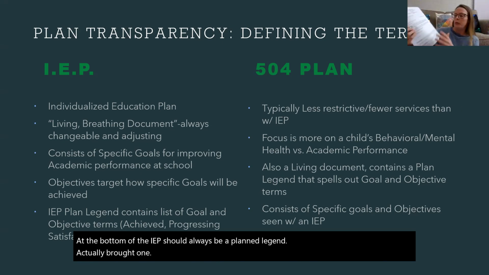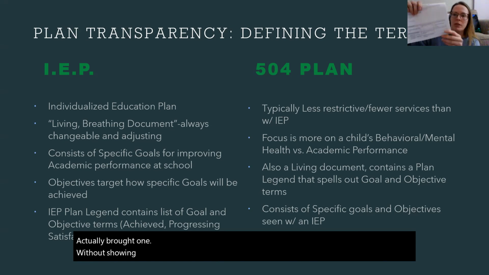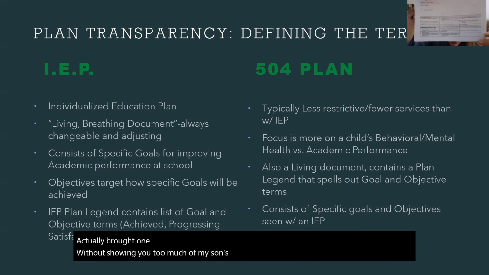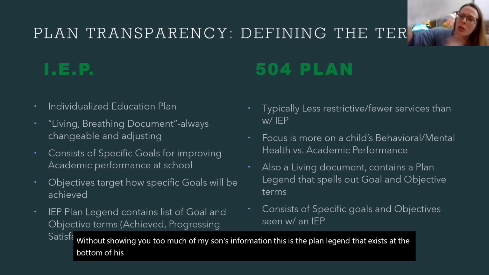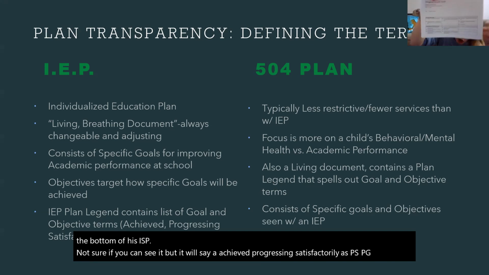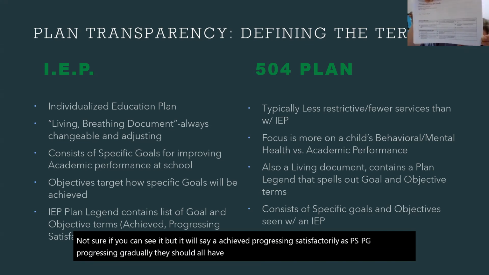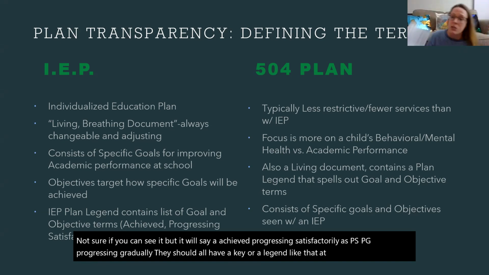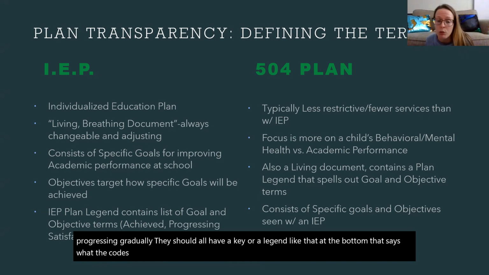So without showing you too much of my son's information, this is the plan legend that exists at the bottom of his IEP. Not sure if you can see it, but it will say A, achieved, progressing satisfactorily is PS, PG, progressing gradually. They should all have a key or a legend like that at the bottom that says what the codes are for when you're going through the IEP.